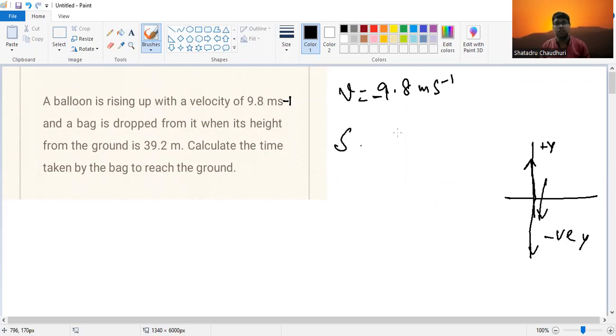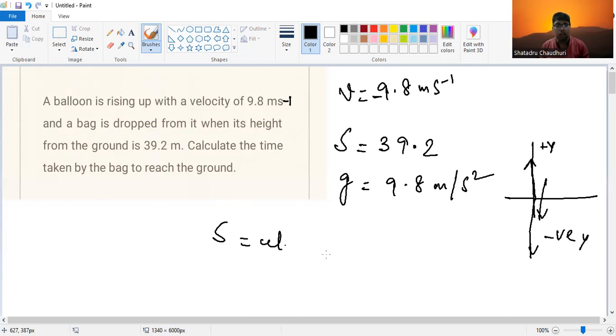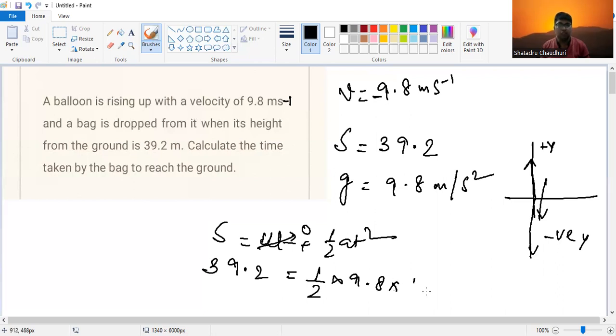Now, since the body is falling down, the displacement can be taken as 39.2, which is positive. But the velocity must be taken as minus 9.8 because it's falling downward, and g equals simply 9.8 meter per second square, which is a constant. Now, using the formula S equals UT plus half AT square, it will be 39.2 equals, as the body started from rest, the UT part is zero, so it will be just half into a, which is nothing but g, that is 9.8 into t square.